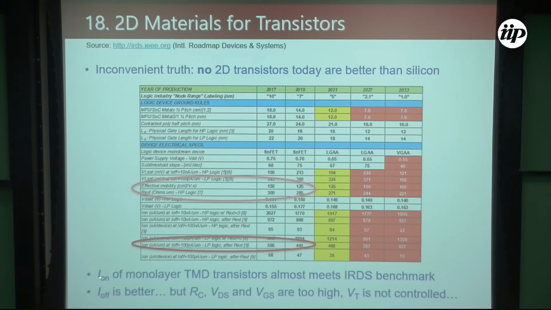So the on-state current almost meets the benchmark, but not quite. The I-off, okay, maybe I should put this in bold. The I-off is better because we have a bigger band gap, but that's sort of obvious in hindsight. But our contacts, our voltages, our threshold voltage, oh my God, they're not good. So this is really what we're aiming for if we want to be taken seriously: trying to go after what industry agrees we need to be going after.